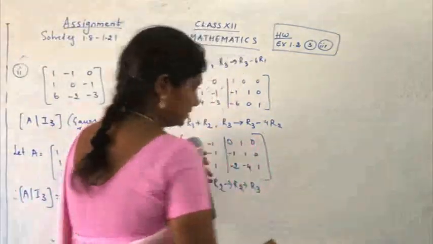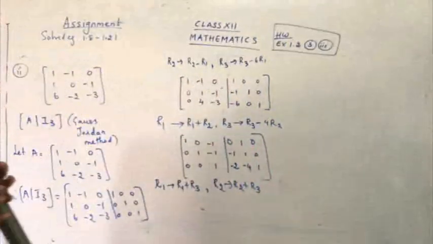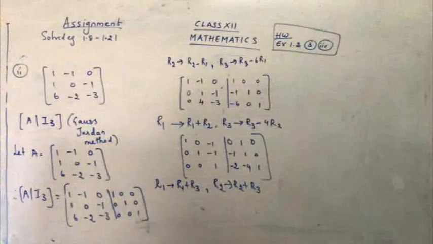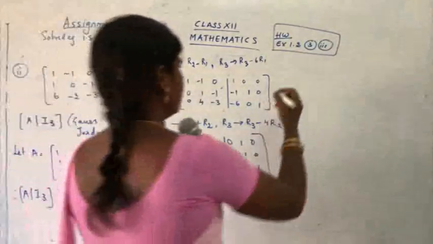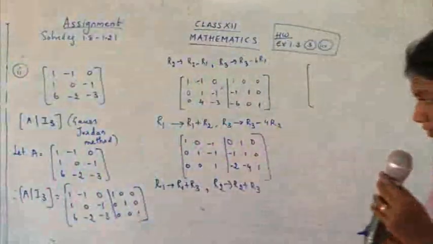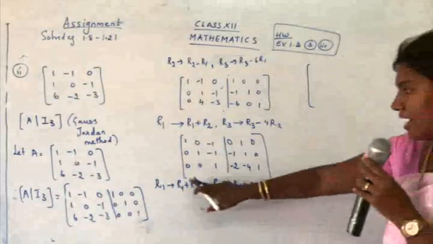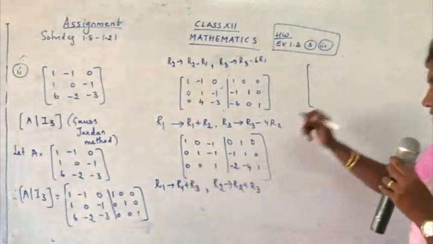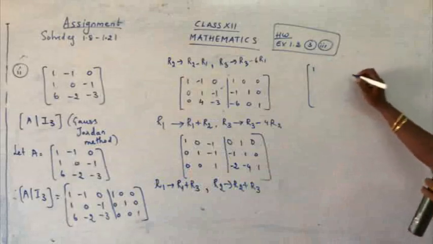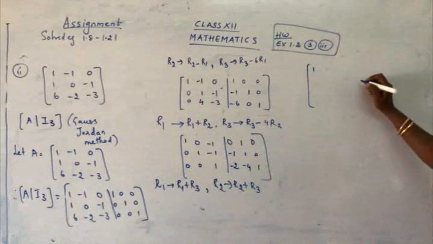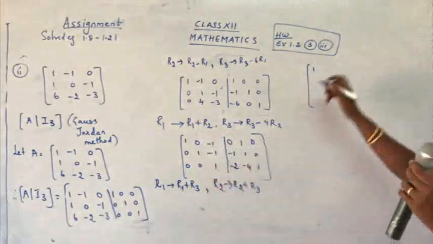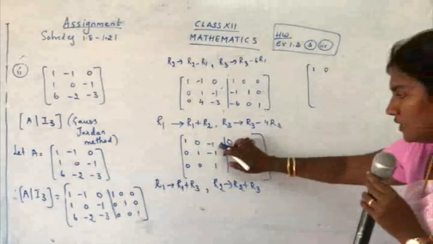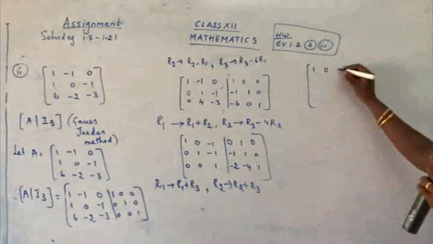So let's go for the changes. Okay, let's start our work. I'll just do the sum here. R1, okay children? R1 plus R3. What is that? 1 plus 0, 1. 0 plus 0, 0. Minus 1 plus 1, 0.